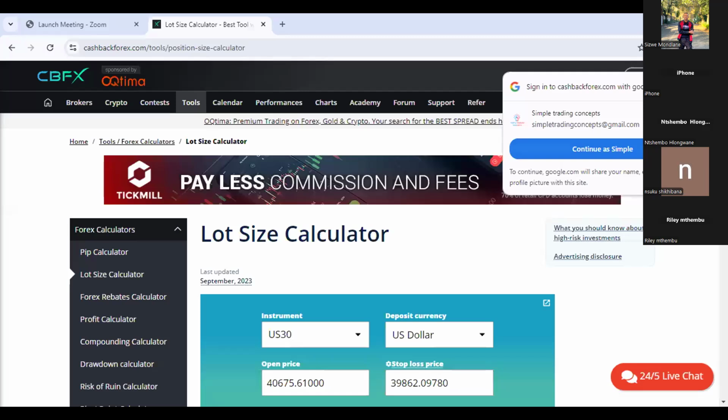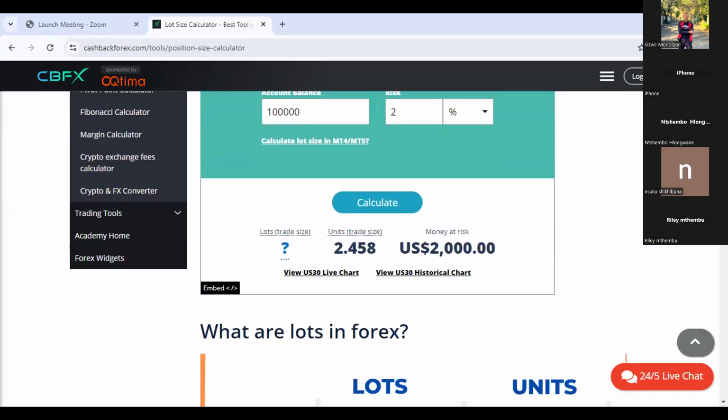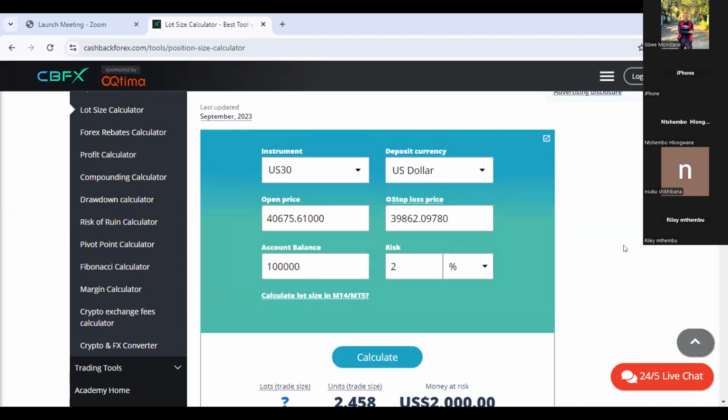So I was still explaining about the lot size calculator thing. Can you guys see my screen? Yeah, we can see. Okay. So yeah, I was still explaining about the lot size calculator thing.